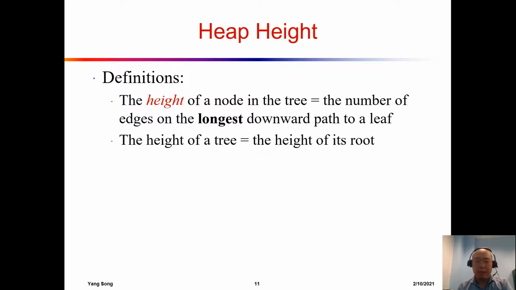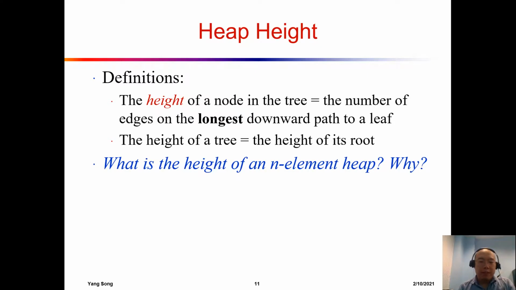And then let's move on. We want to define the height of a tree or a heap. The height of the tree is the height of the root. So if the root goes down in one direction, there are 4 edges, and down the other side, the height is 3. And then we want to take the higher one, so the height will be 4. Okay. And so what is the height of an n-element heap?